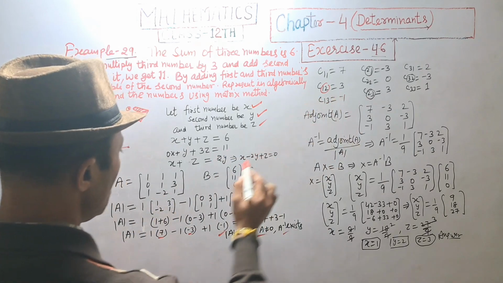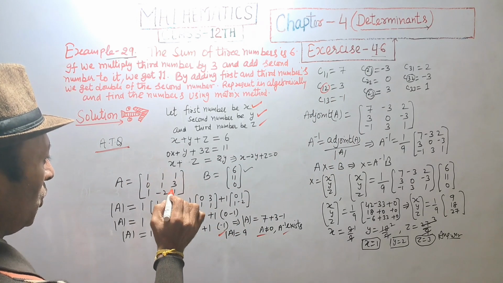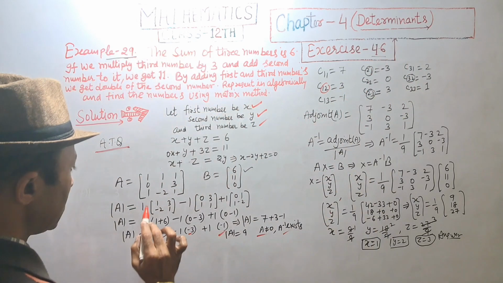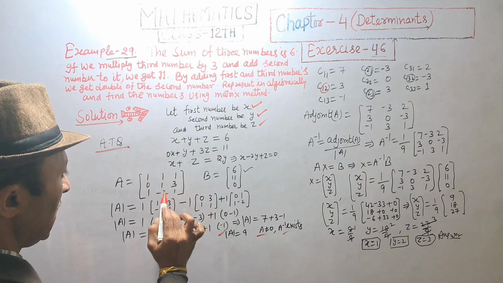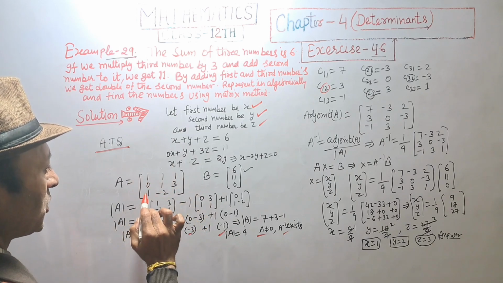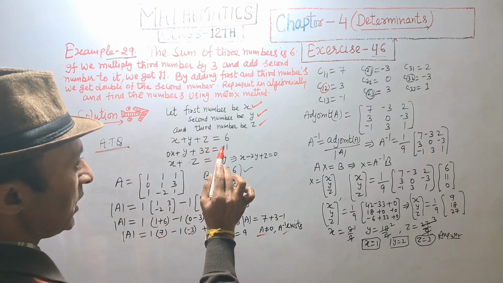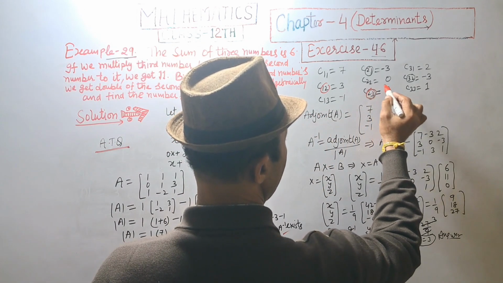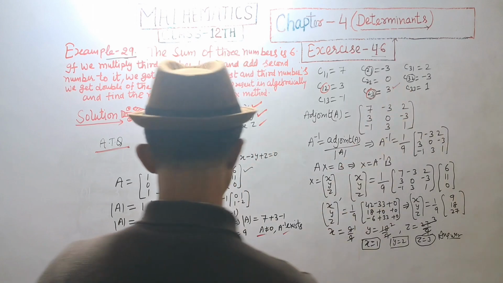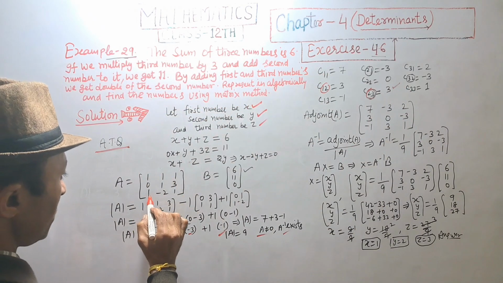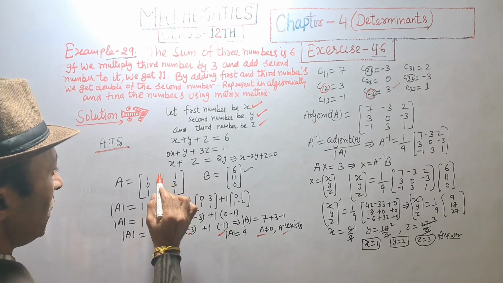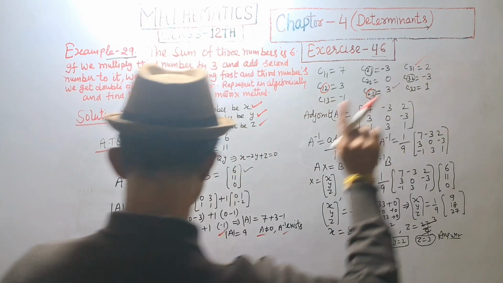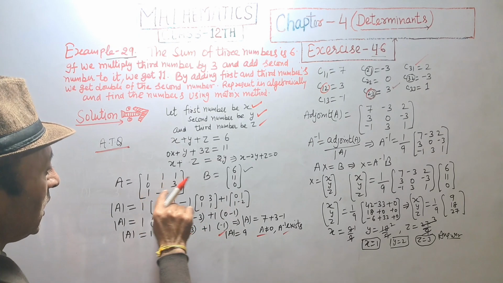And C22, 1 1s are 1 minus 1 is 0. C22 is 0. And C23: minus 2 1s are minus 2, minus 1, that is minus 3, and 2 plus 3 is 5. So multiplying minus 3 by the minus sign, that will be positive 3. And C31: 3 1s are 3 minus 1 is 2, and C31 is equal to positive 2.